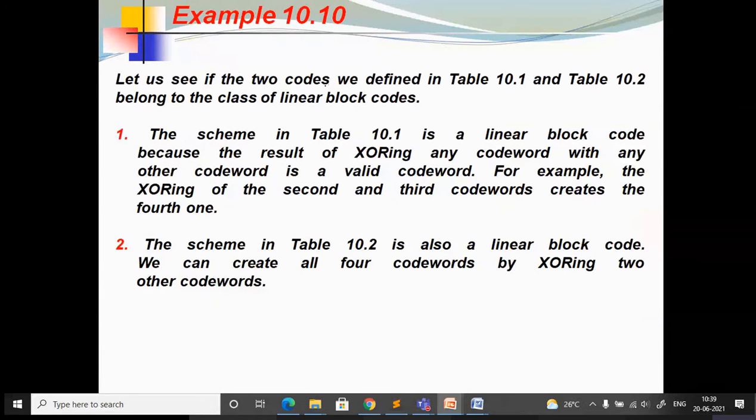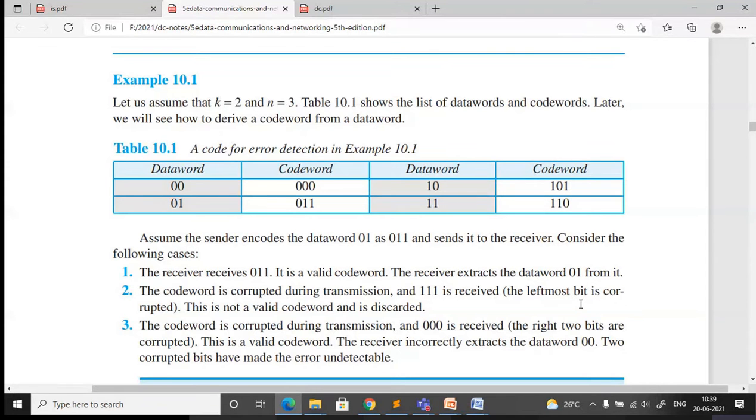Okay, so you can just go through these cases. The scheme in table 10.1 is a linear block code because the result of XORing any code word with any other code word is a valid code word. For example, XORing of the second and third code word creates the fourth one. So let's see, they have given just a statement. You just take any two valid code words. You can just tell me any two valid code words.